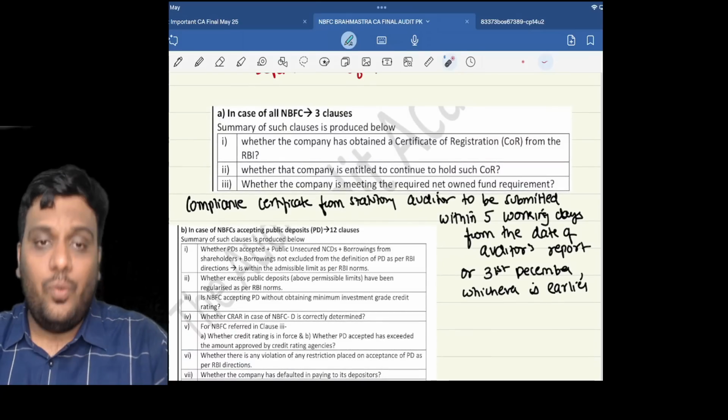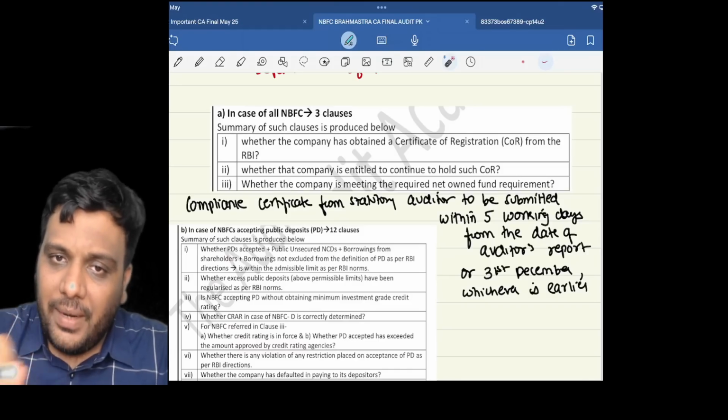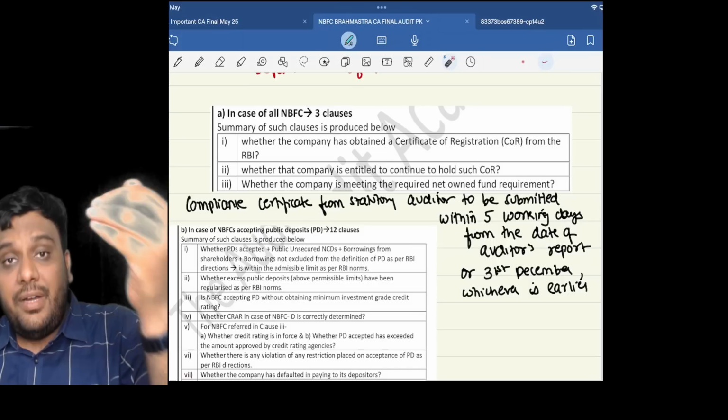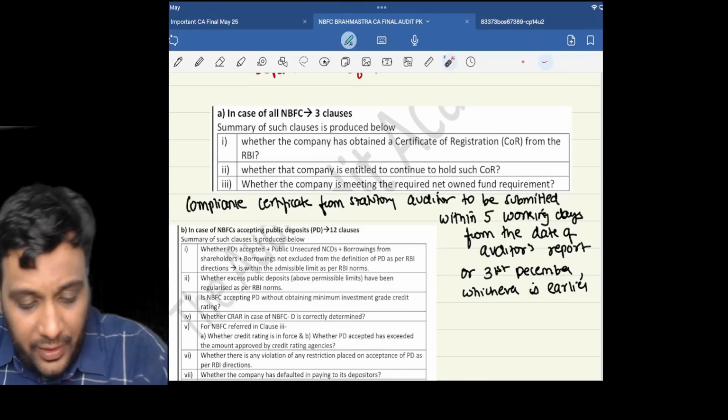Then this is a very new addition in the module, that statutory auditor has to sign one compliance certificate, which is to be submitted to RBI that yes, the company has obtained certificate of registration and it is fulfilling net owned fund requirement.